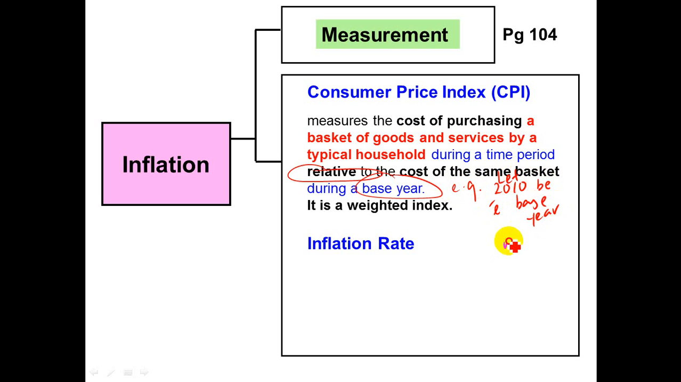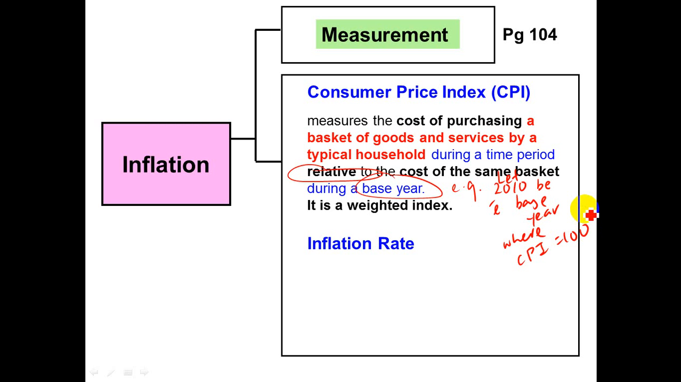Okay, and we'll give it a CPI of 100. I repeat, usually in the base year, we will give the CPI the figure of 100. Why 100, you may ask? So that it's easy to compare with other years.